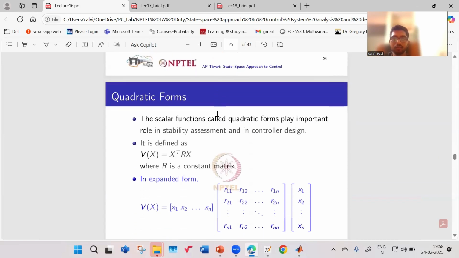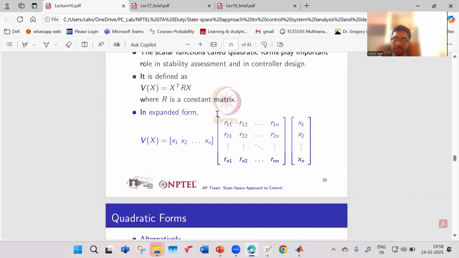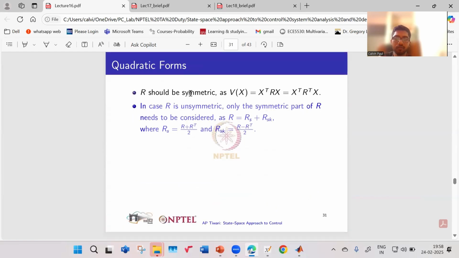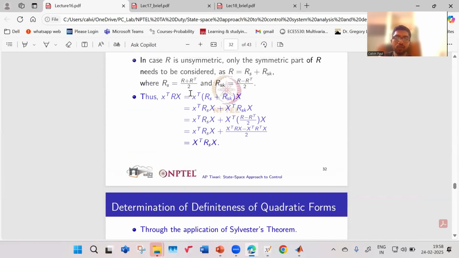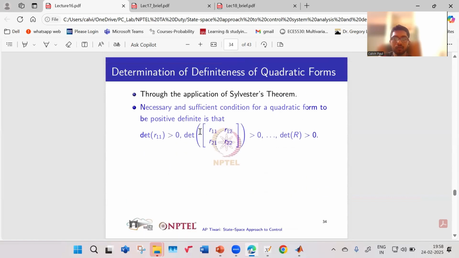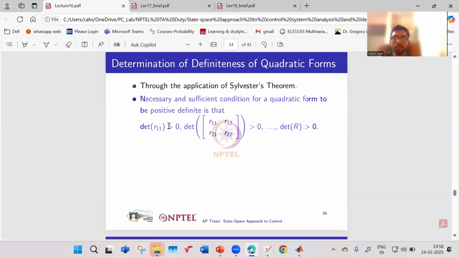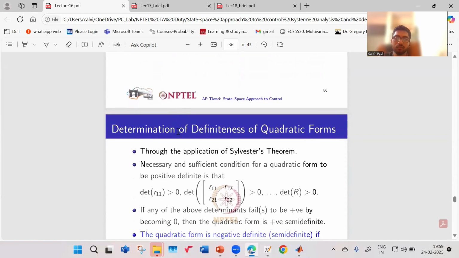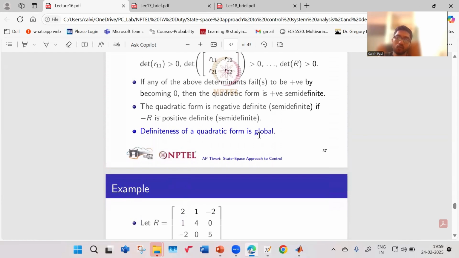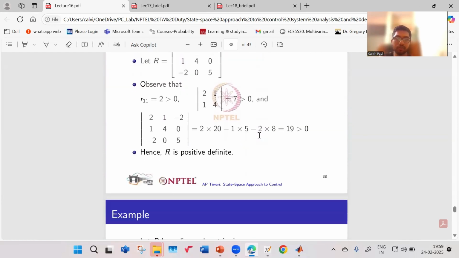Okay. So quadratic forms are very important and can be written in terms of x transpose Rx, right? And we have to consider only the symmetric part, because any matrix can be written in terms of a symmetric and a skew symmetric part, and we are only concerned with the symmetric part. How do we find whether a quadratic form is positive definite or not? Through Sylvester's theorem. And another thing is that the definiteness of a quadratic form is global. It's throughout the state space.